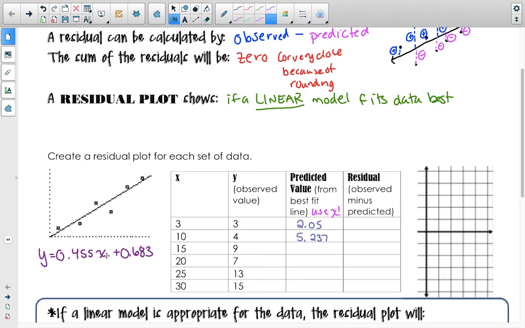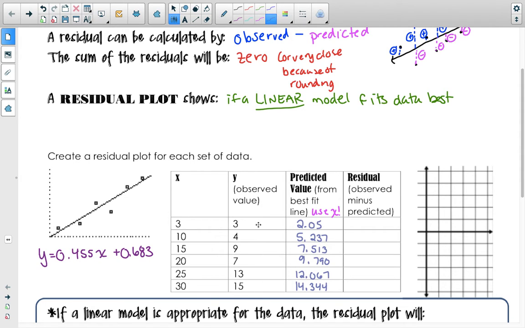Plugging in the 15 into our regression equation, we get roughly 7.513. Plugging in the 20 into the regression equation, we would get roughly 9.790. Plugging in the 25, we would get roughly 12.067. And plugging in the 30 into our regression equation, our predicted value would be roughly 14.344. Again, this is all a predicted value.